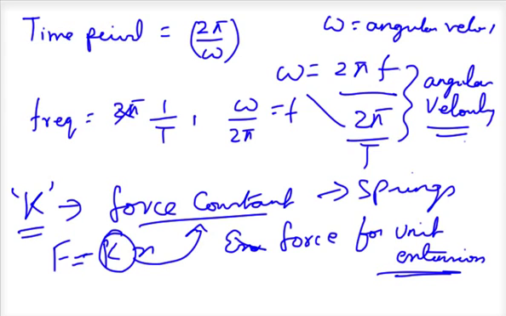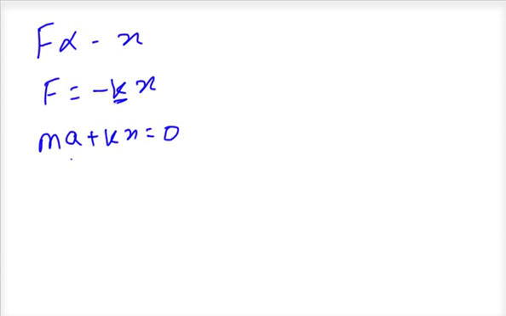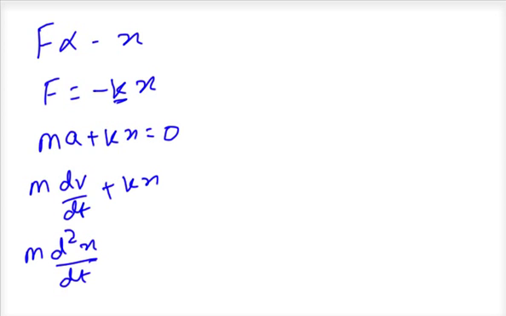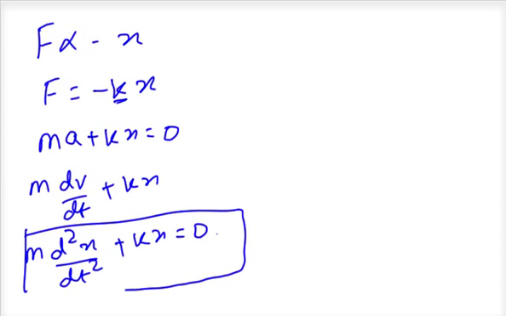Why are we using that constant? We are saying that F is proportional to the negative of x, so F is equal to minus k into x. This k is a constant. So I have ma plus kx is equal to 0. Now a is d squared x by dt squared, that is a is equal to dv by dt, and v is equal to dx by dt. So I can say it is m d squared x by dt squared plus kx is equal to 0.